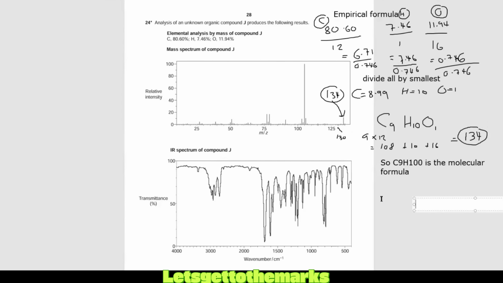For instance, if the M plus peak had been 268, then we'd know we need to double that formula and it'd be C18H20O2, but that's not the case.